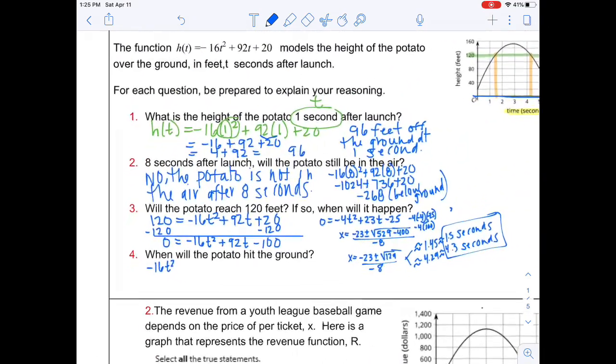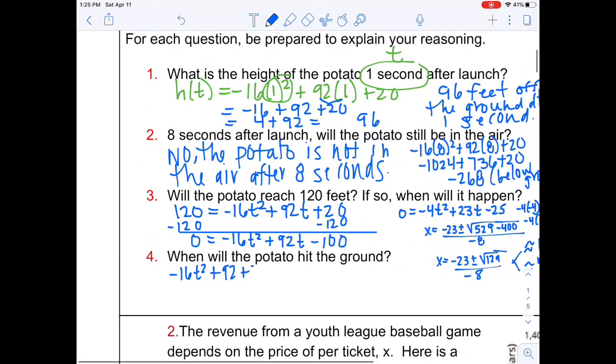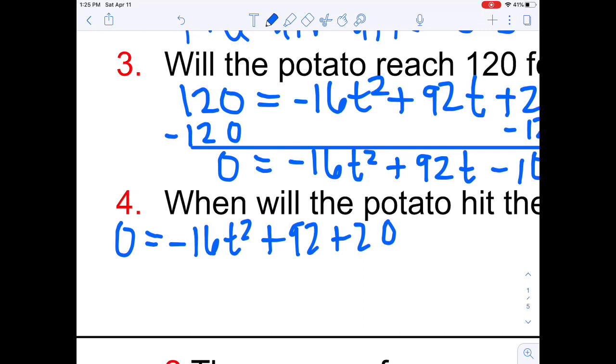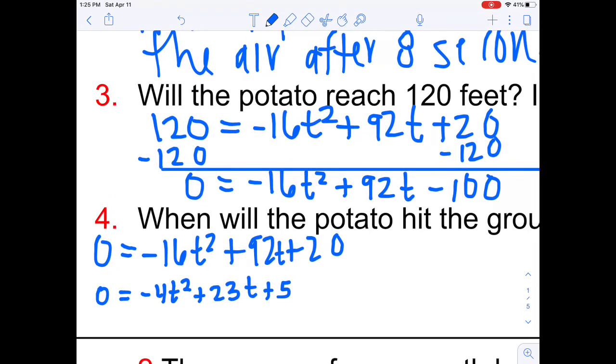So I'm going to put negative 16t squared plus 92t plus 20 as our equation. I want to know when it will hit 0. Now, by the way, it's only hitting 0 one time because it started at 20 feet off the ground. Again, I can divide all of those by 4, and it's going to make it a little bit easier, smaller numbers to work with. So that's going to give me negative 4t squared plus 92 divided by 4 is 23t plus 5. And I'm going to do the quadratic formula with this one.